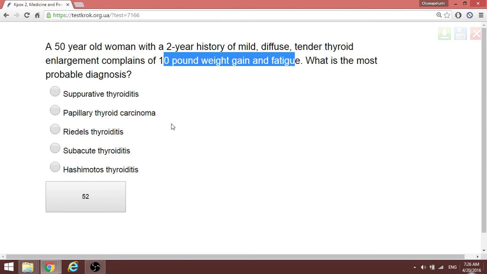In Riedel's thyroiditis, there's fibrosis of the thyroid gland, but it does not only affect the thyroid gland, it affects many other organs. In subacute thyroiditis, there'll be a history of a viral infection in the patient, and you have initially hyperthyroidism and later you can have hypothyroidism. So the best answer here is Hashimoto's thyroiditis, another name for which is chronic lymphocytic thyroiditis. Autoantibodies are produced against the thyroid gland and it begins to destroy it, resulting in primary hypothyroidism, which is the cause of this.